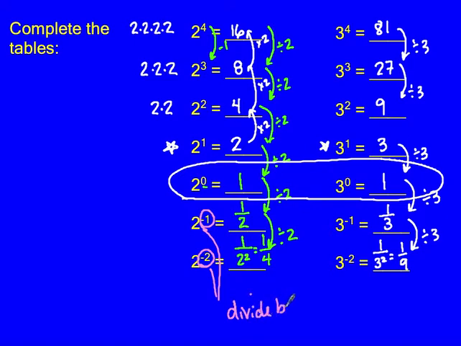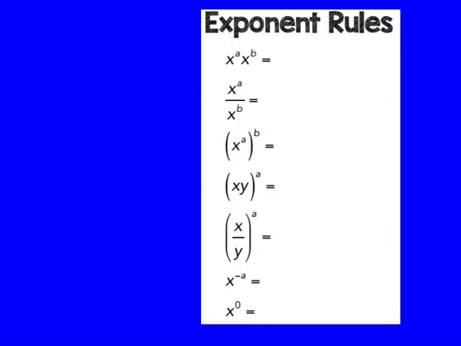Now we're going to talk about that a little bit more as we move forward, but I need you to understand that that negative exponent will never make a number negative. It means to divide by the power. Okay, so let's go back to our exponent rules that we've learned in Algebra 1.